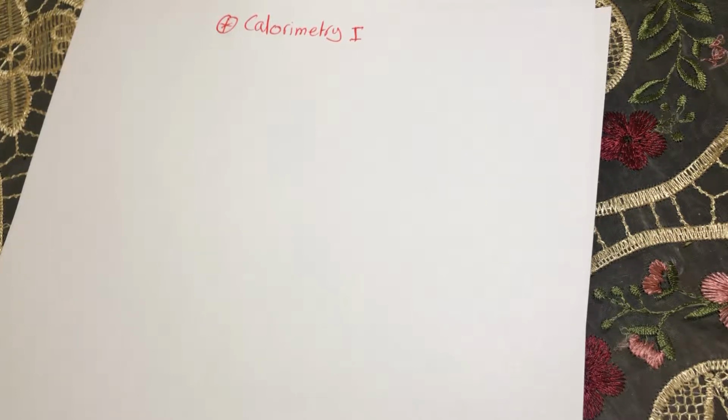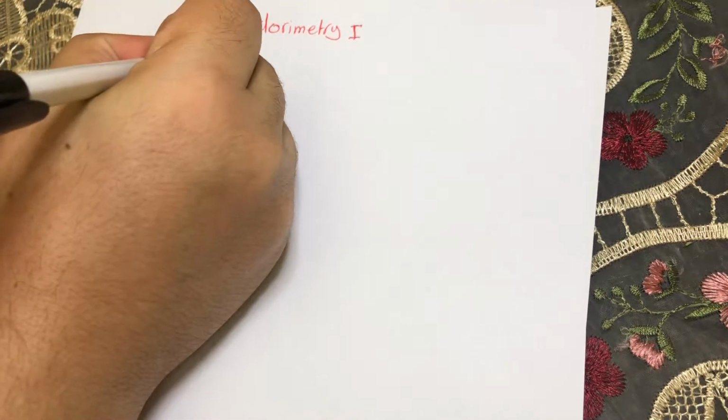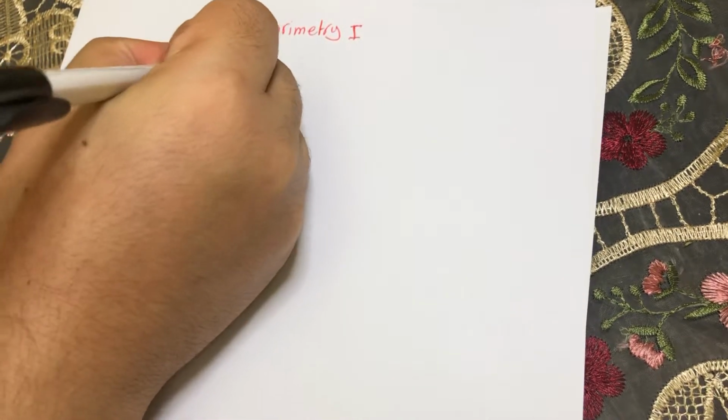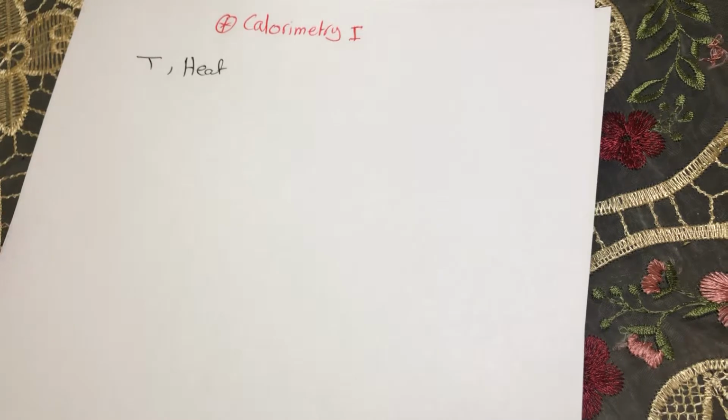Calorimetry is the process of measuring the amount of heat released or absorbed during a chemical reaction. First of all, we should distinguish between temperature and heat. What is the difference between temperature and heat? Temperature is a measure of the average thermal energy in a sample of matter, but heat is the energy transferred from one body to another because of differences in temperature.